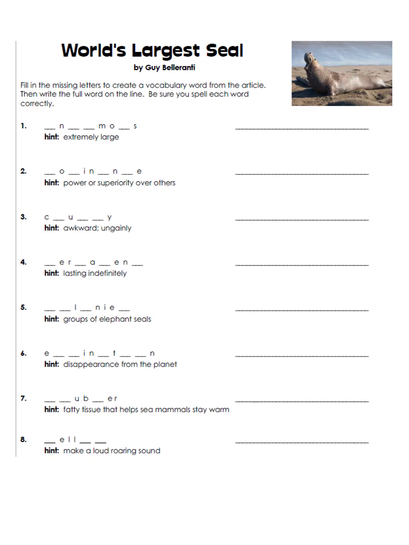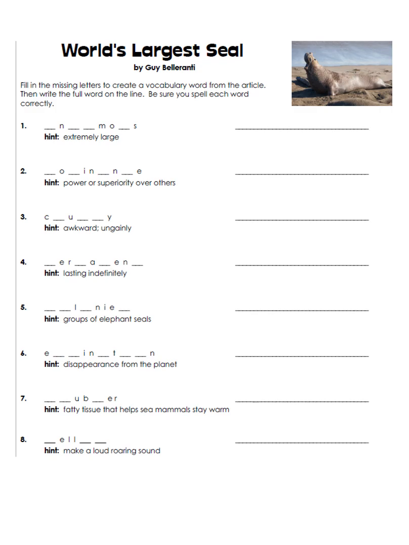The world's largest seal. Fill in the missing letters to create a vocabulary word from the article. Then write the full word on the line. Be sure you spell each word correctly. Question number 1. Your letters given are N, M, O, S.